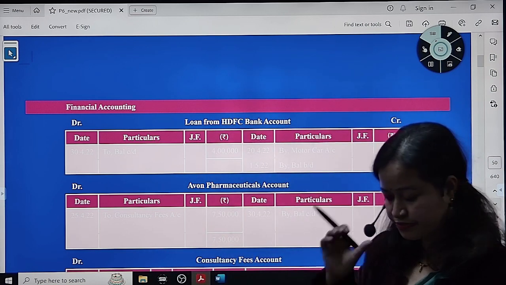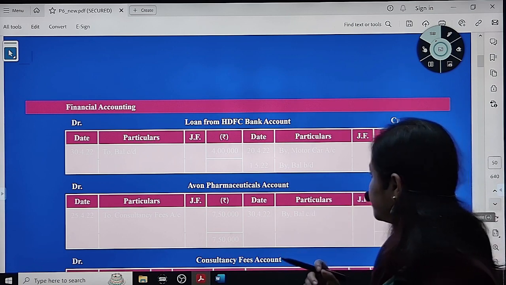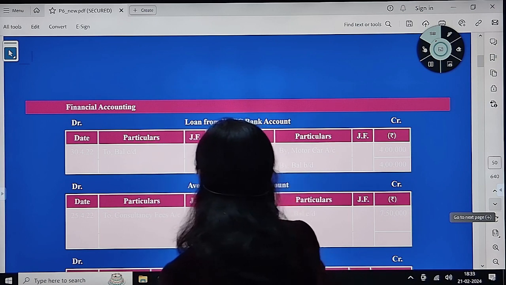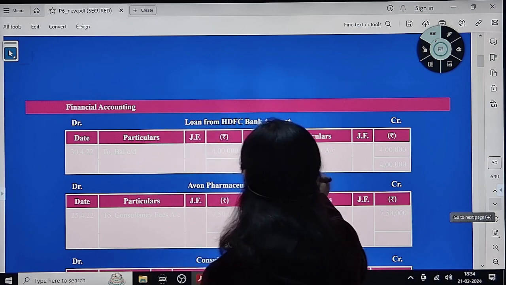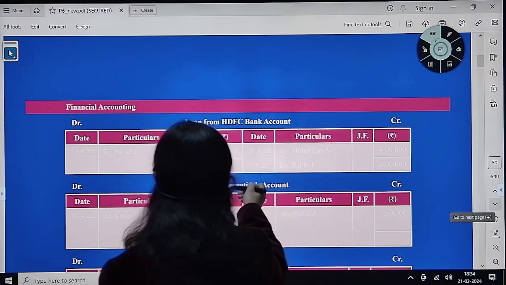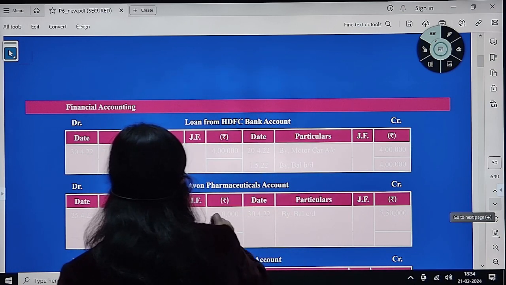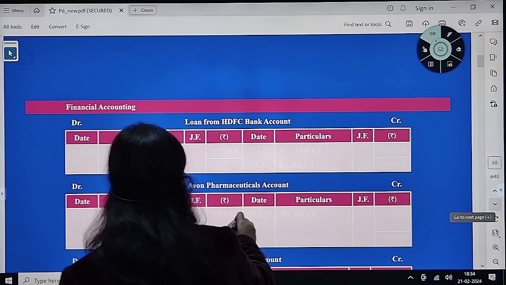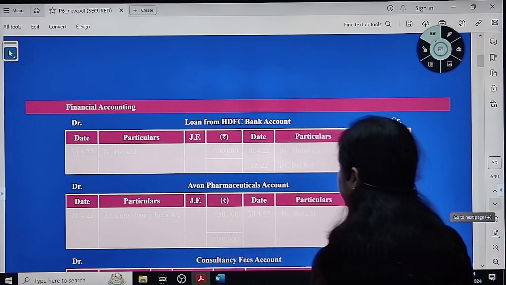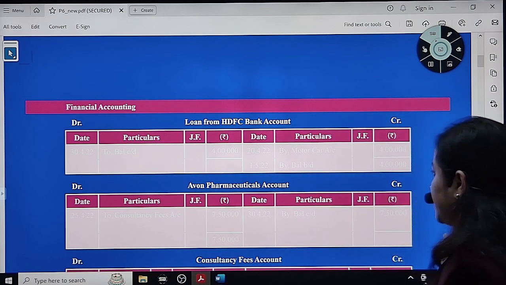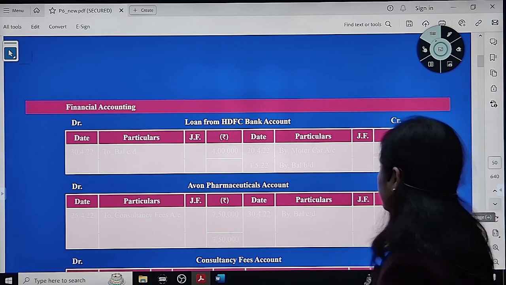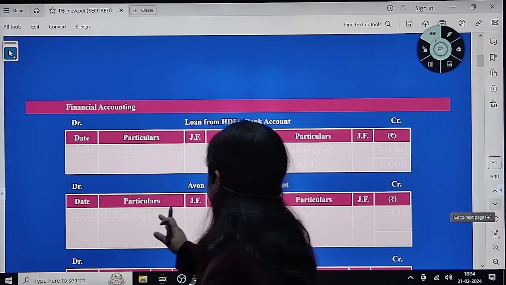Any doubt? No, ma'am. Okay. Now, Avon Pharmaceuticals account. So from Avon Pharmaceuticals account, they are yet to get how much consultancy fee? 7,50,000. Okay. So what was the journal entry? Journal entry was bank account debit 2,50,000. Avon Pharmaceuticals account debit 7,50,000 to consultancy fees account.